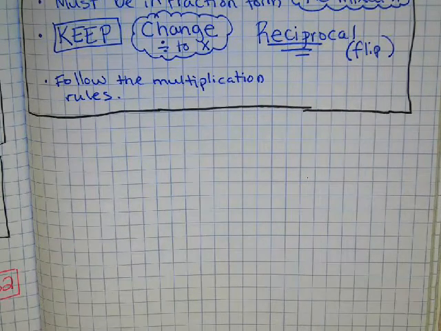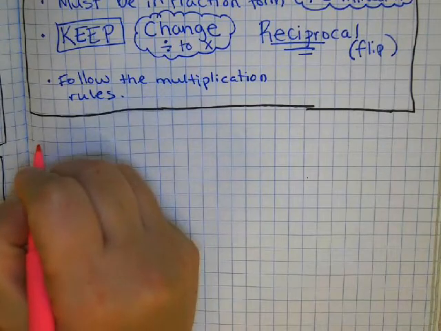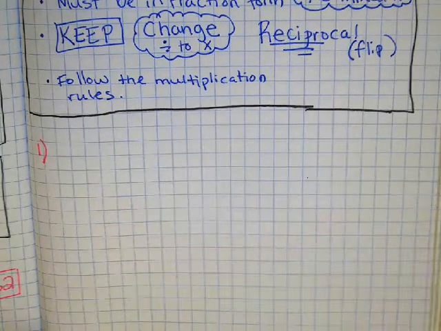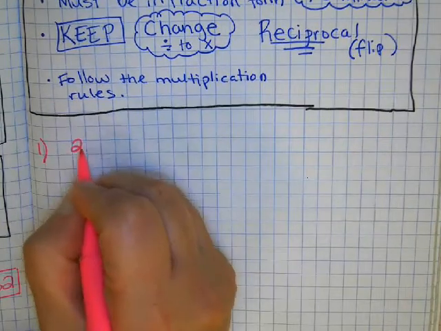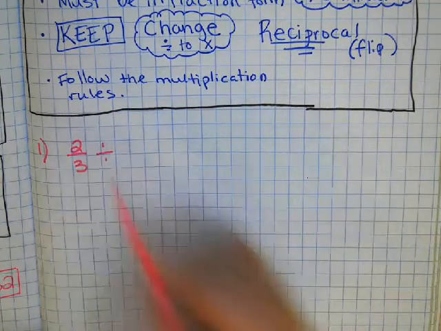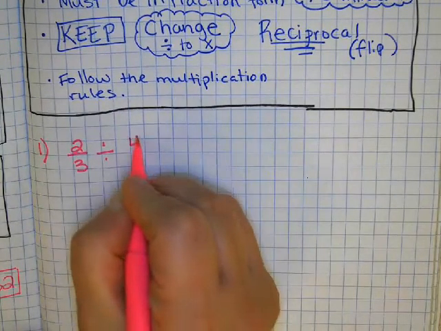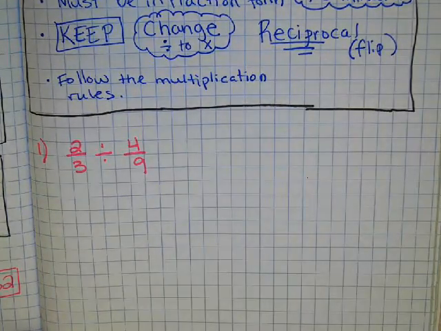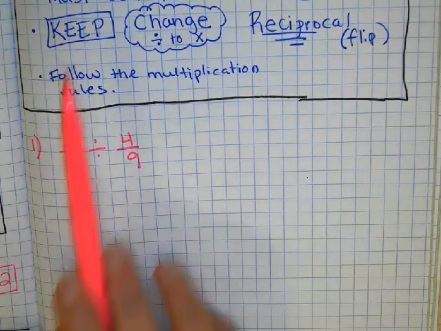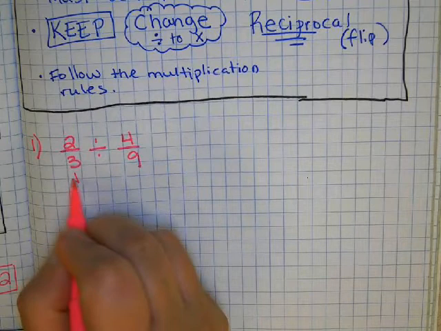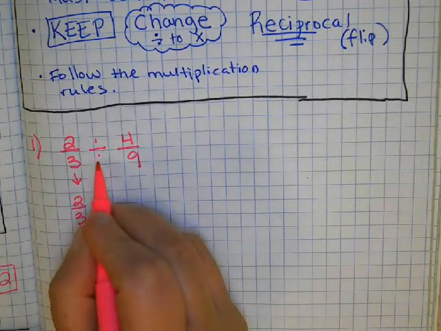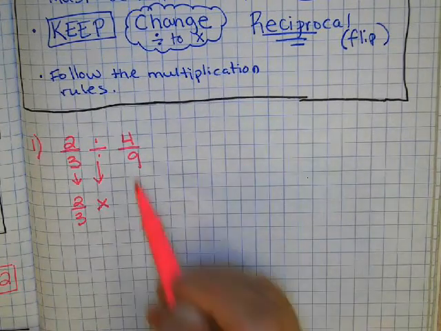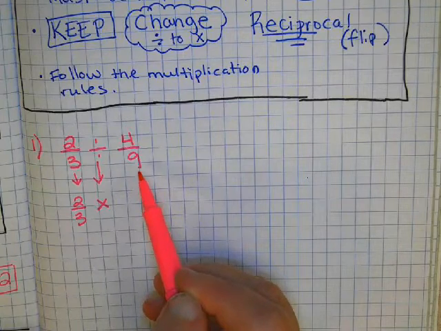Number 1. 2/3 divided by 4/9. So it says they must be in fraction form, no mixed numbers, so I'm good to go. And it says we keep that first number the same. So 2/3. We change the division to a multiplication symbol. And then we take the reciprocal of 4/9, or we flip it.